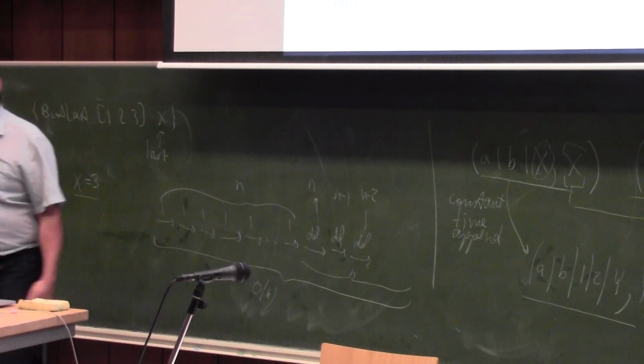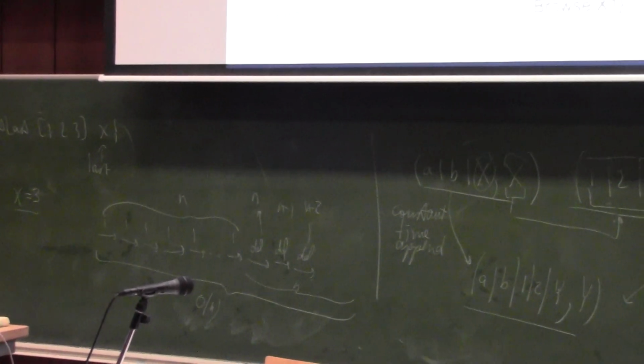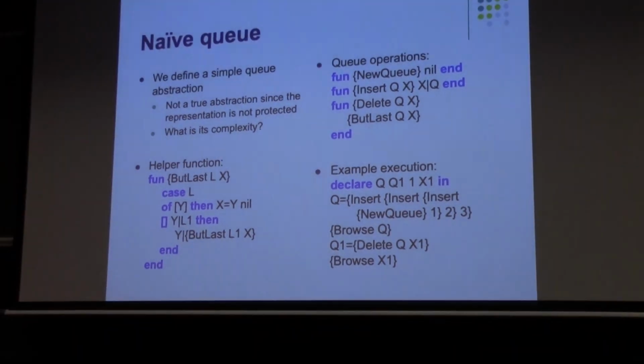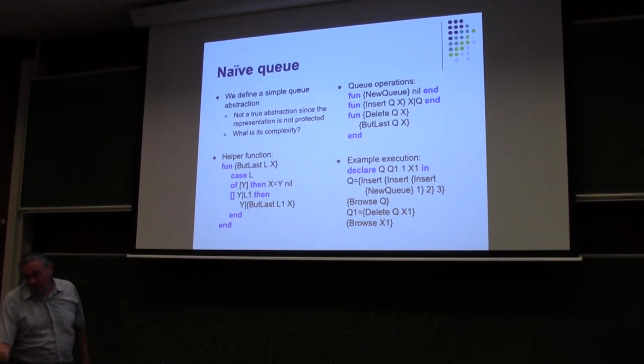So even the amortized complexity is bad here. So this is kind of a very slow algorithm. Okay? Okay, so this is very slow, but we want to do better. So I'm going to show you better algorithms.